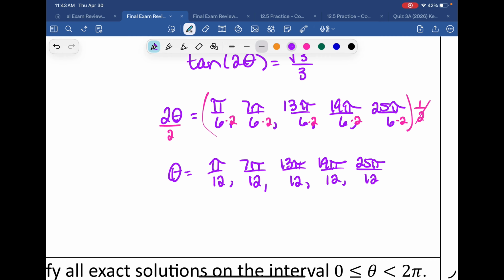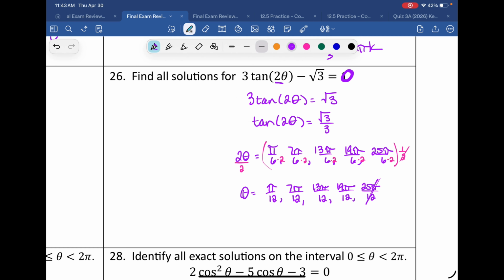All right, that one's too big, because 2 pi would be 24 pi over 12. So this is not part of our solution set. Okay, so I have these 4 options. These are all the angles of 2 theta that give me a root 3 over 3. Now it says all solutions.